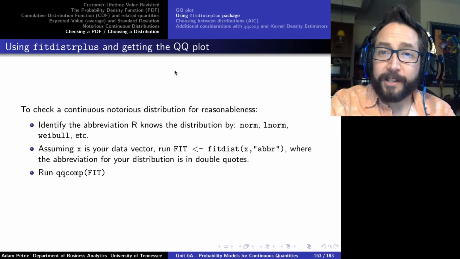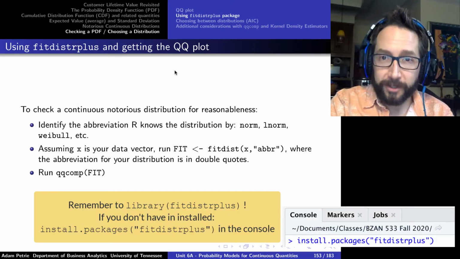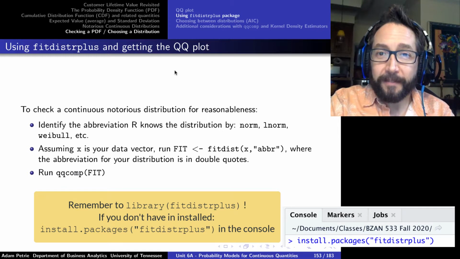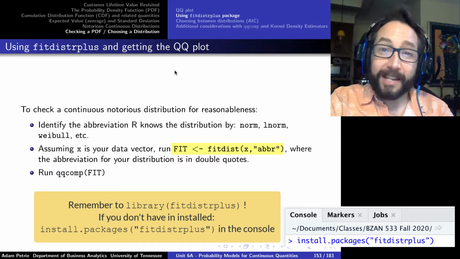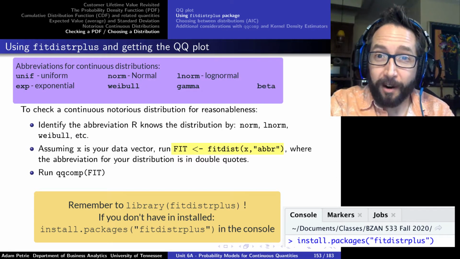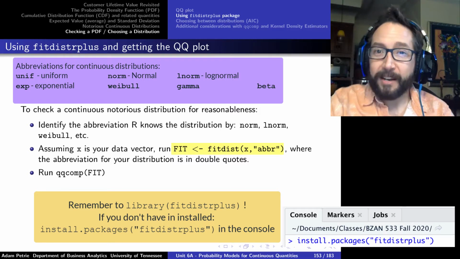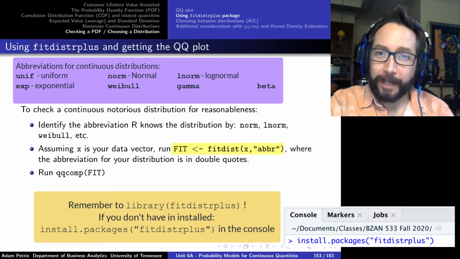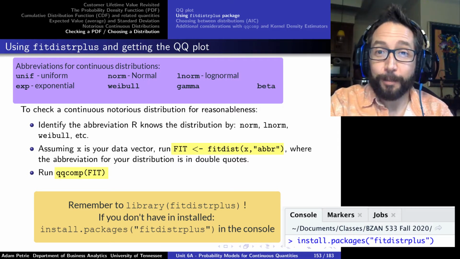So the way that we're going to do this in R is to fire up the fitdistrplus package once again and to use the fitdist function. It's going to work just the same as it did in discrete land. What we have to do is identify the abbreviation that R knows our notorious distribution by. And when we fit our data vector, we'll have that abbreviation in quotes as our second argument. And then once it's fit, we'll go and make a plot and see how that QQ plot comes out.